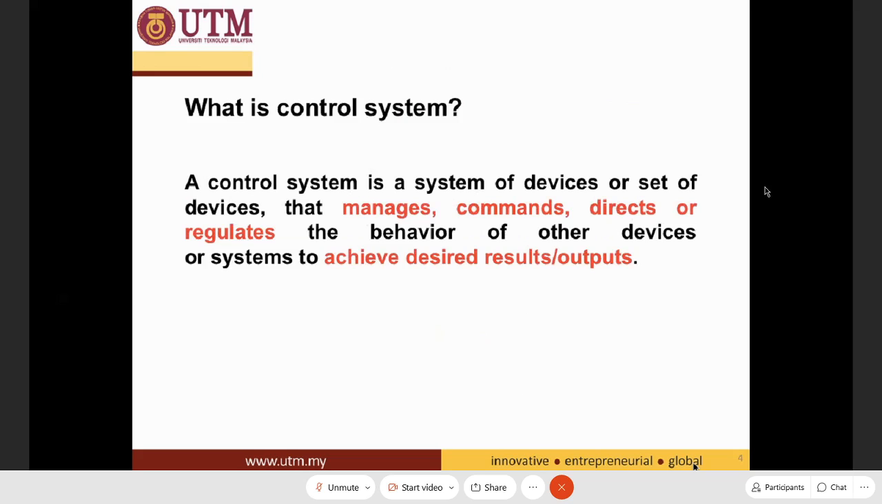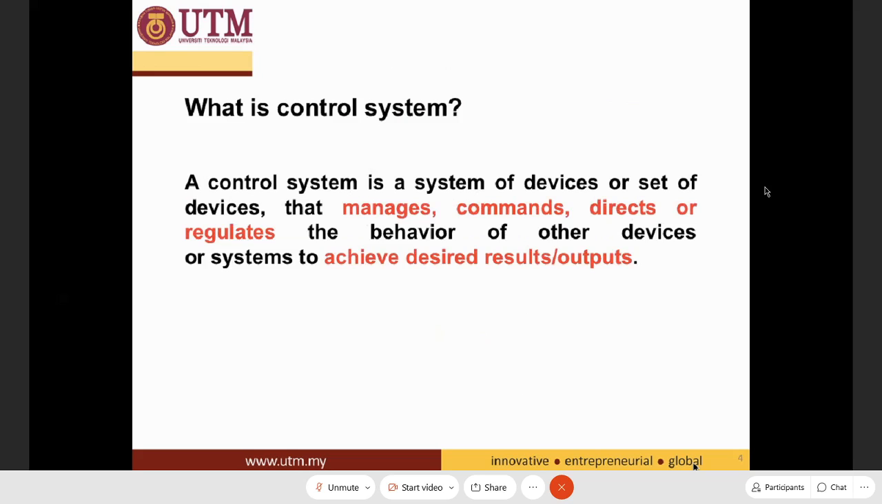Control system can be open loop, can be closed loop. Open loop is something like you switch on the light. You switch on, your light will be on. This is also a control system, very straightforward. On, off, we call that on-off control. So this is also a control system.